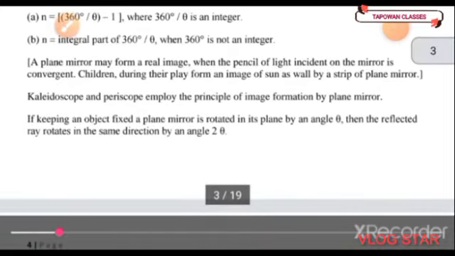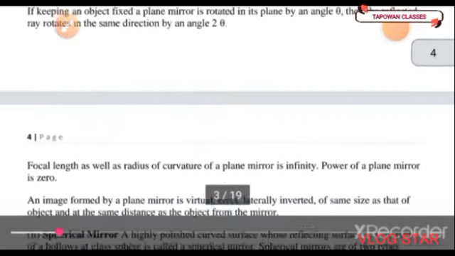If, keeping an object fixed, a plane mirror is rotated in its plane by an angle theta, then the reflected ray rotates in the same direction by an angle 2 theta. So the kaleidoscope and the periscope are two examples. These are two instruments used to understand how a plane mirror makes images.